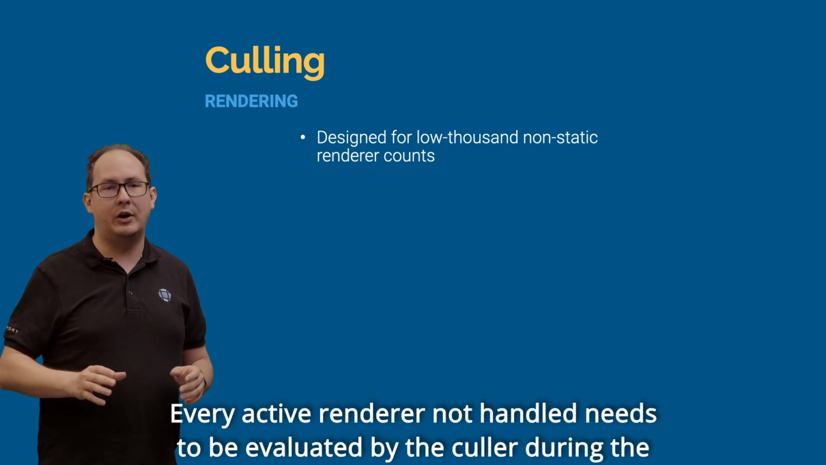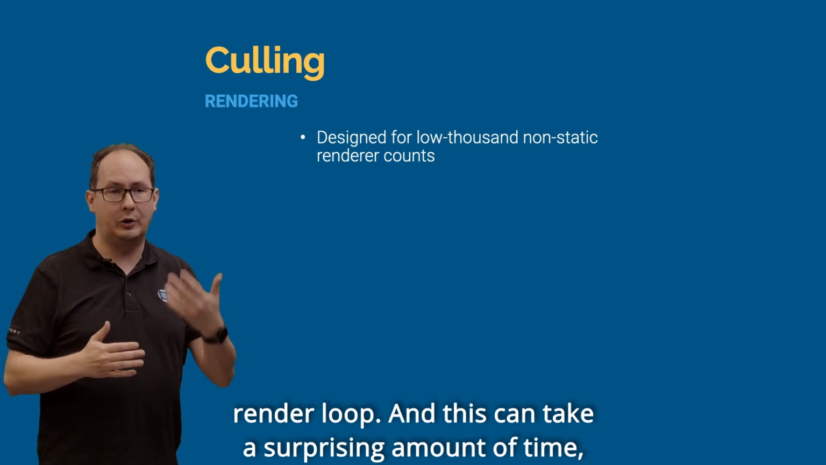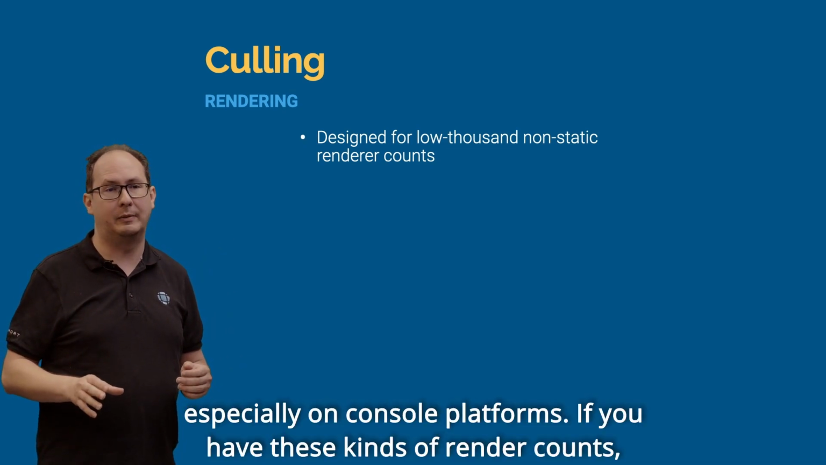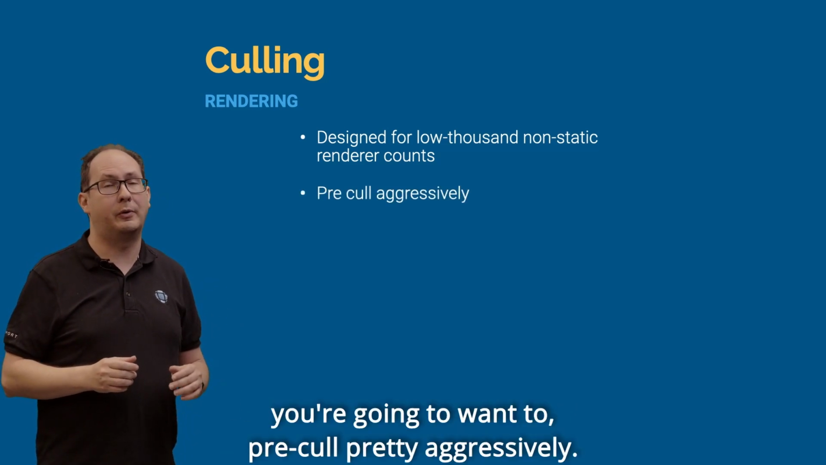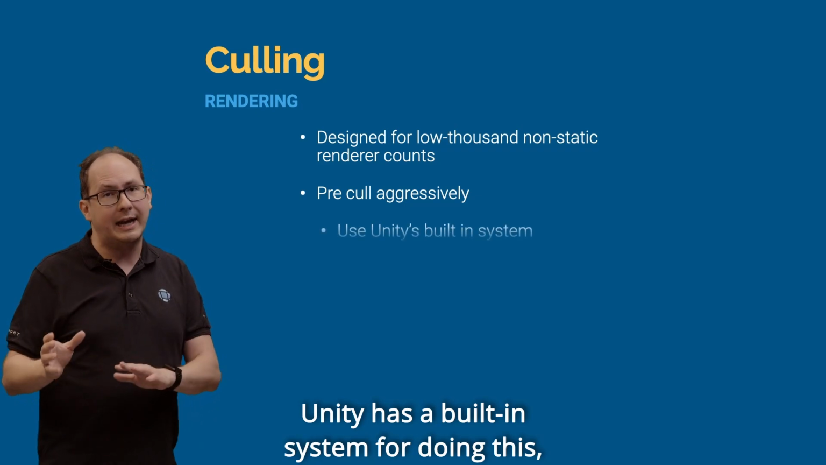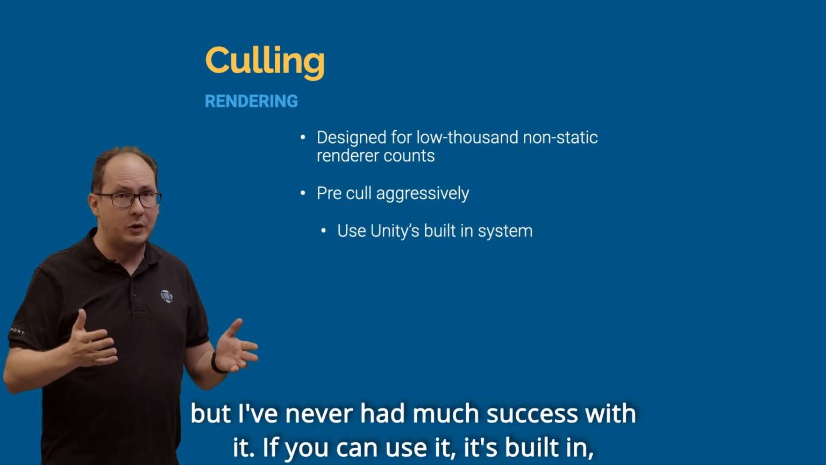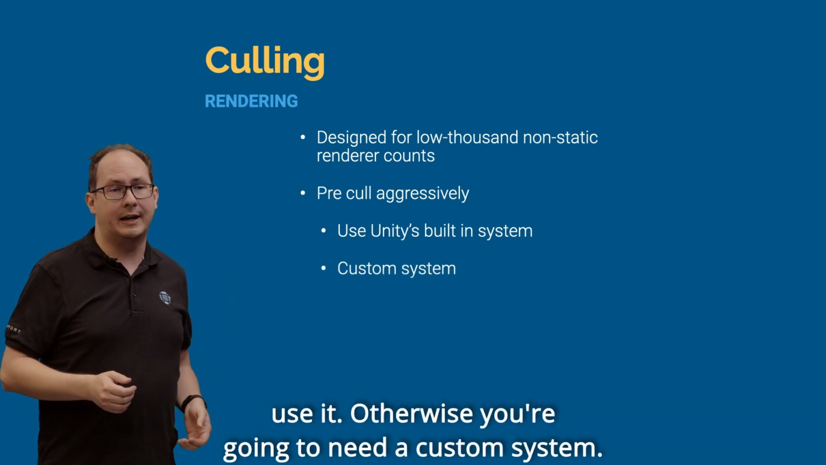Every active renderer not handled needs to be evaluated by the culler during the render loop, and this can take a surprising amount of time, especially on console platforms. If you have these kinds of render counts, you're going to want to pre-cull pretty aggressively. Unity has a built-in system for doing this, but I've never had much success with it. If you can use it, it's built in, use it. Otherwise, you're going to need a custom system.